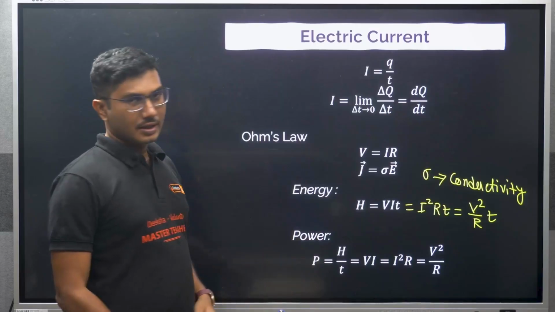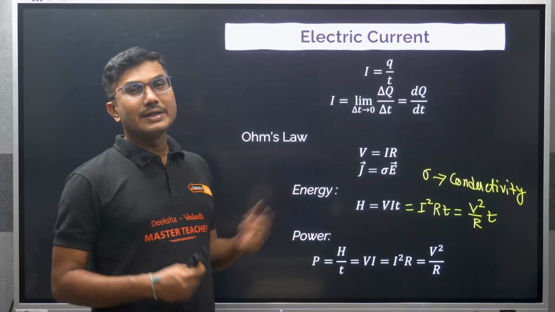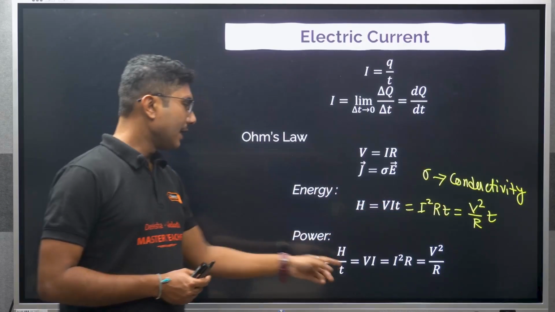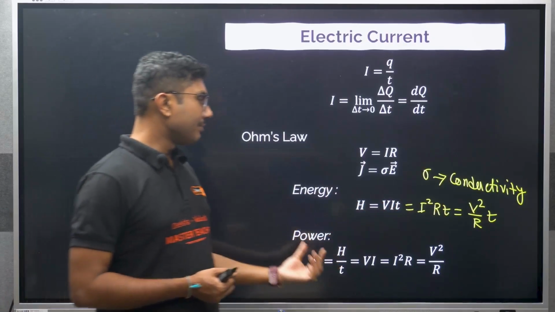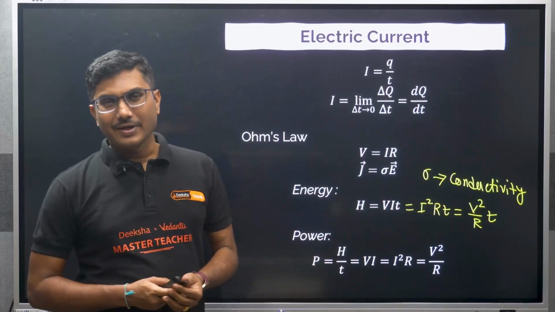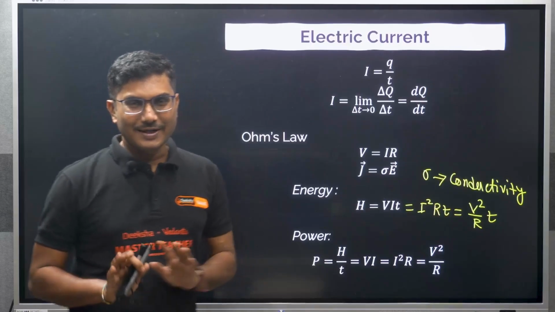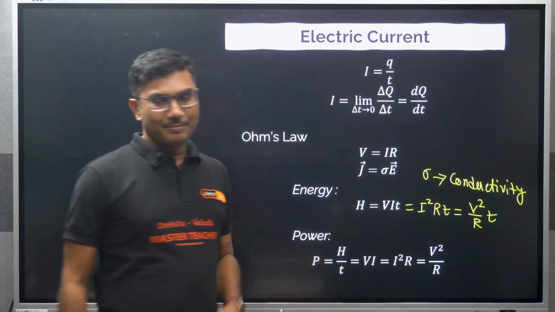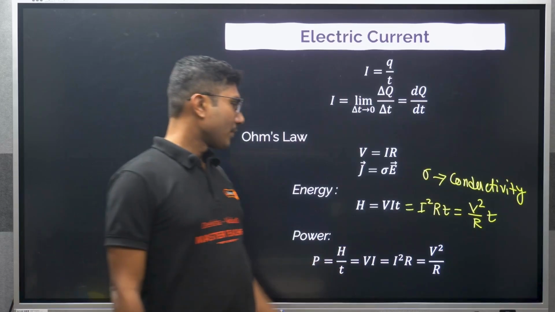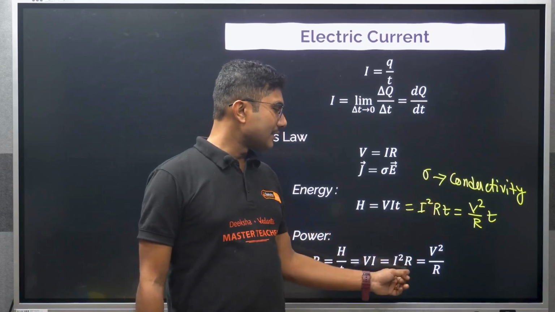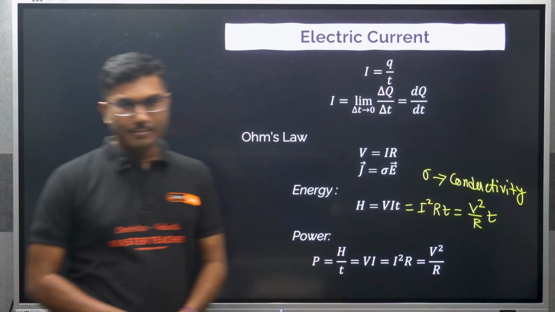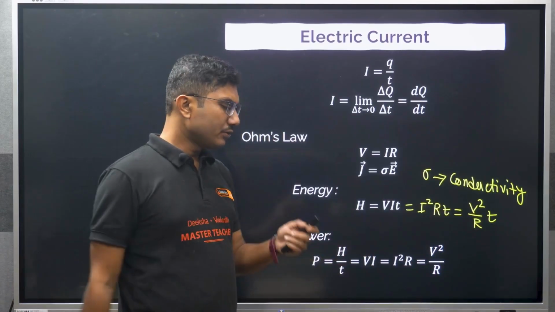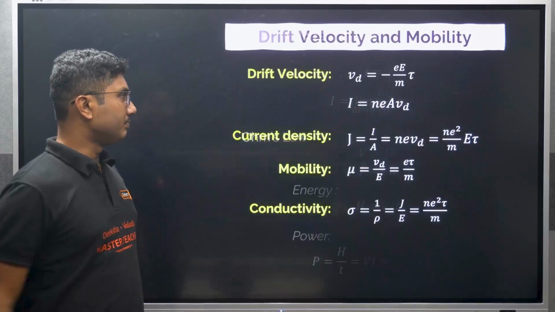Next is power. Power is the energy dissipated in unit time. So if you divide H by T, you will get power, which is nothing but Vodafone Idea. Power is Vodafone Idea. Just to remember it, nothing to do with the companies. VI, P is equal to V into I. It can also be written as I square R or V square by R. Based on the problem and the given values, you can use different combinations.